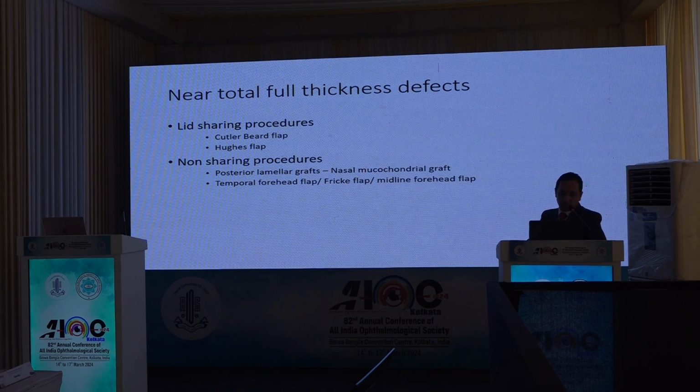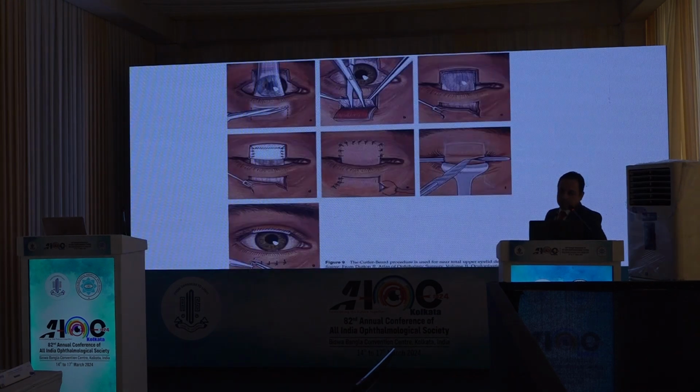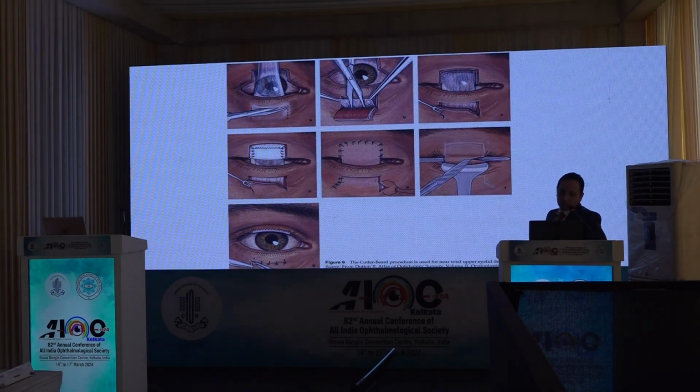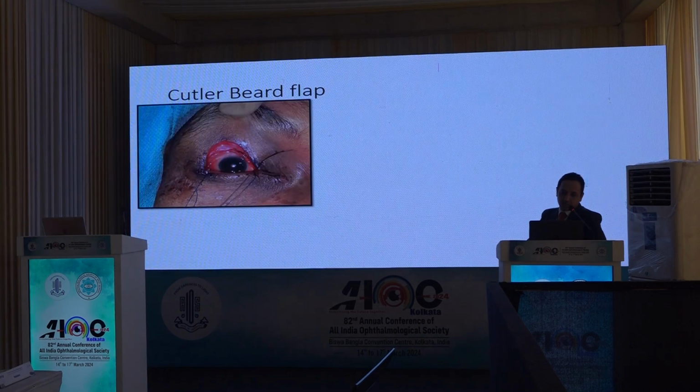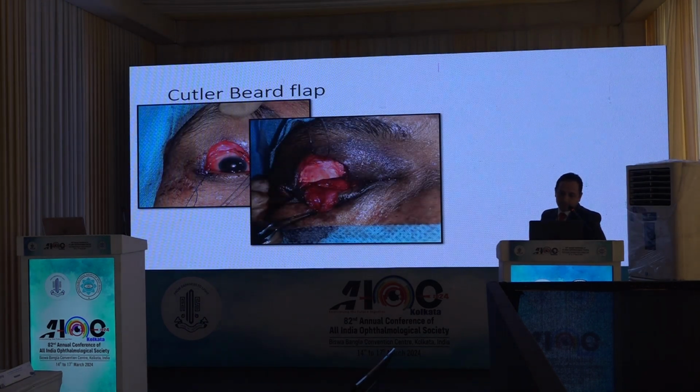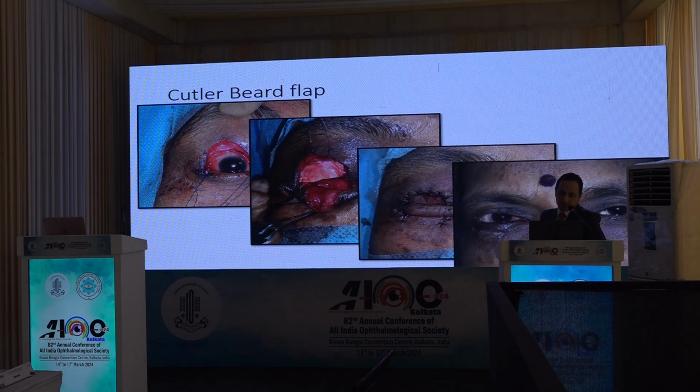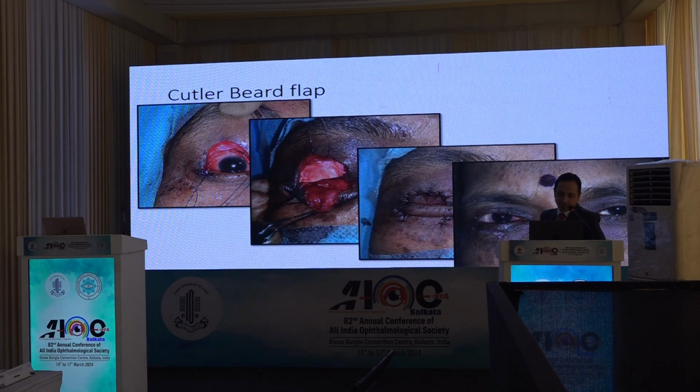This is a pictorial description of the Cutler-Baird procedure, which is employed for an upper lid defect using a flap from the lower lid. This is an example of the same, a defect in the upper lid. Posterior advancement flap accompanied by a middle lamellar graft, which in this case was banked sclera. Completion of the flap, and then finally post-division.